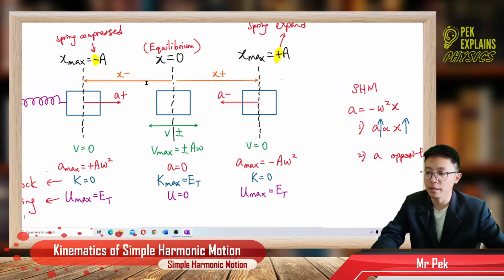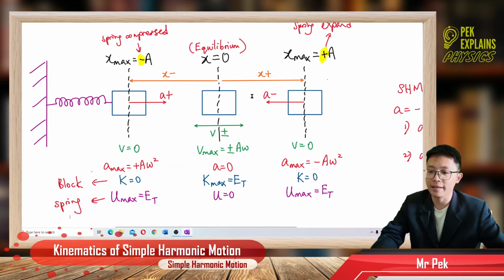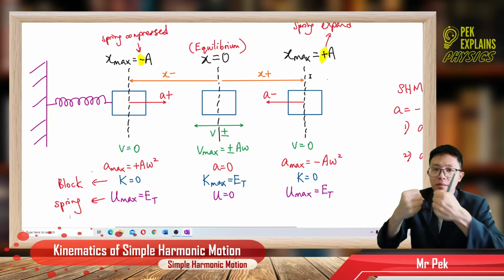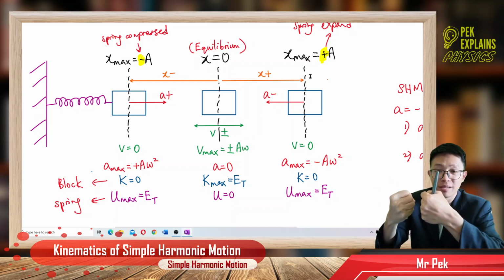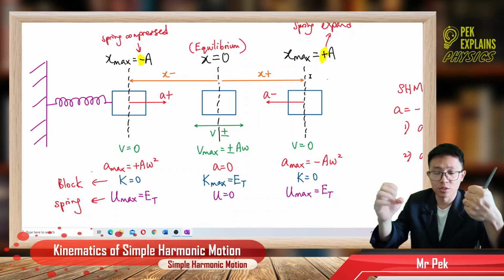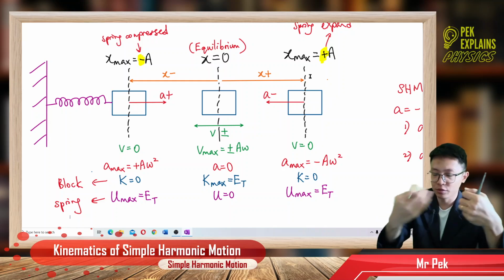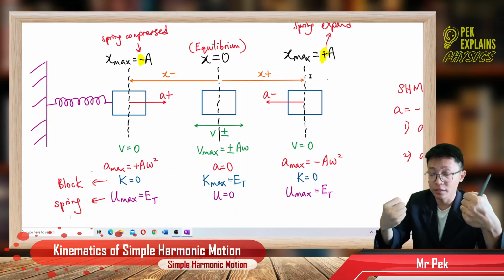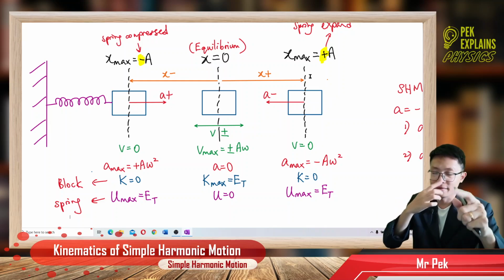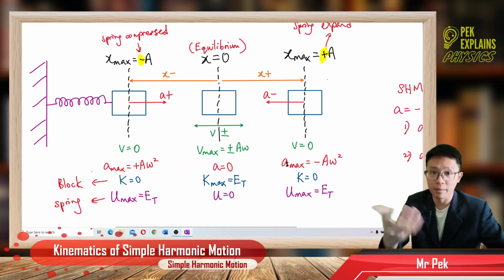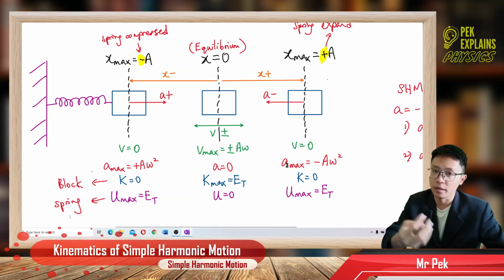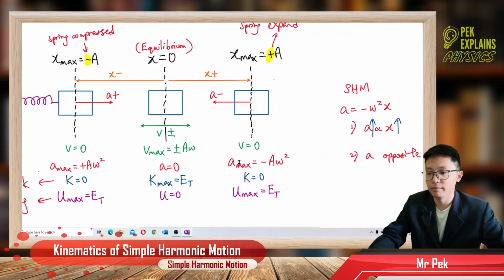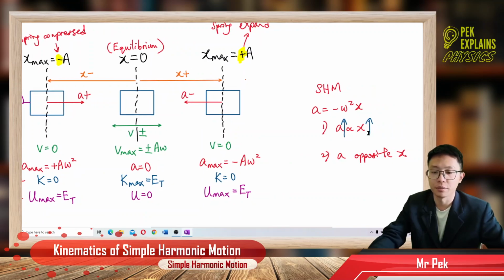You can just imagine the spring being extended at maximum. Maximum displacement means full expansion. The spring is being expanded fully, so the spring force is of course very high. The spring wants to pull back with very high force. The higher the restoring force, the higher the acceleration, because F equals ma. So maximum displacement, maximum acceleration. Acceleration is proportional to displacement.